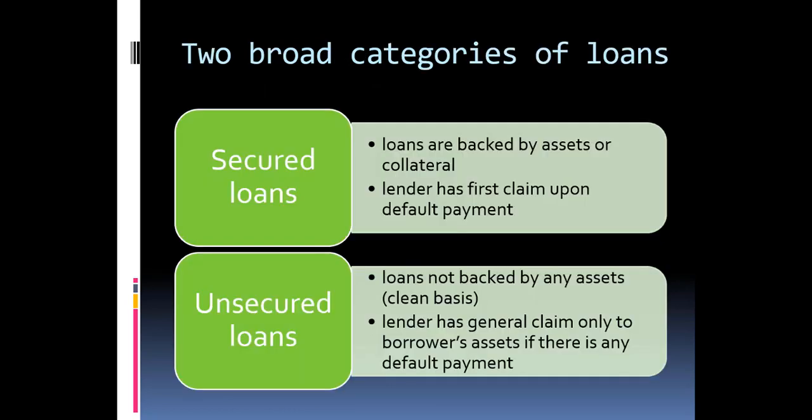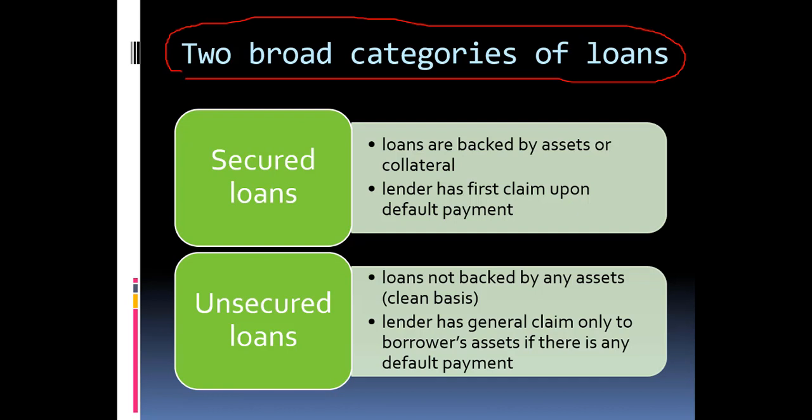And next we have the two broad categories of loans. The first, secured loans, and the second, unsecured loans. So what are secured loans? The loans are backed by assets or collateral, and the lender has first claim upon default. Secured loans have a lower risk because the lender can claim the asset if the borrower is not able to pay off the loan. But for the borrower, it has more risk because if the borrower is not able to pay the loan, the asset will be taken from him.